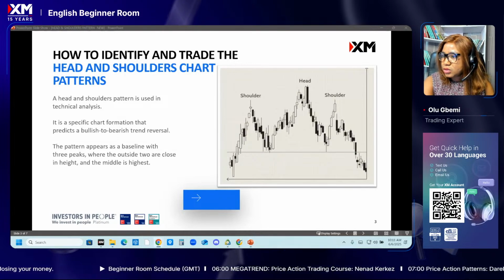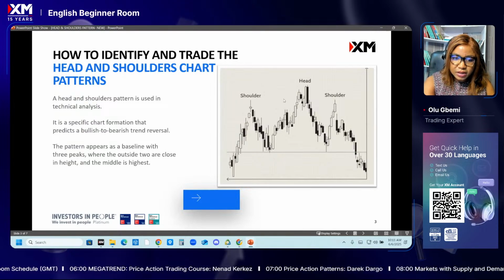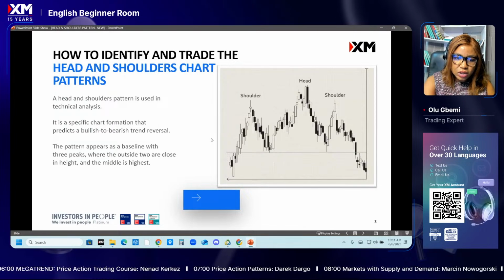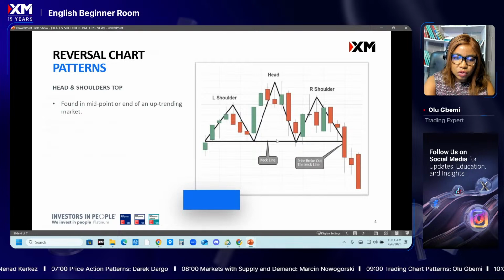Okay, so let's go and see how we can trade these patterns, and also the other pattern, the opposite of this one, which is for buys.